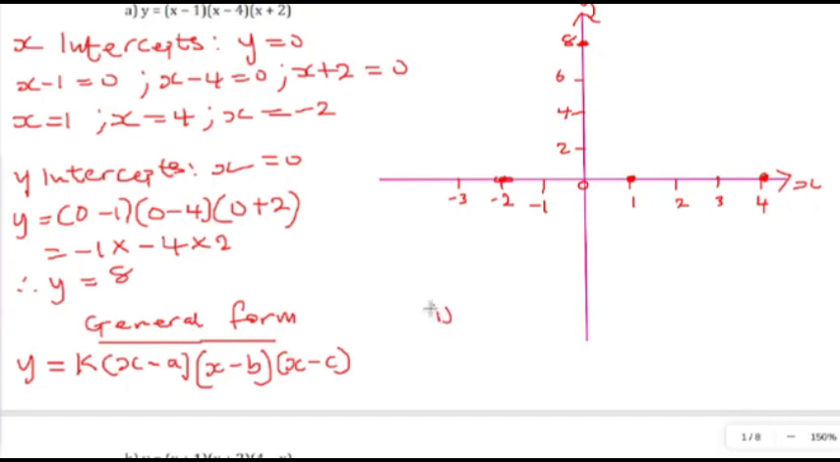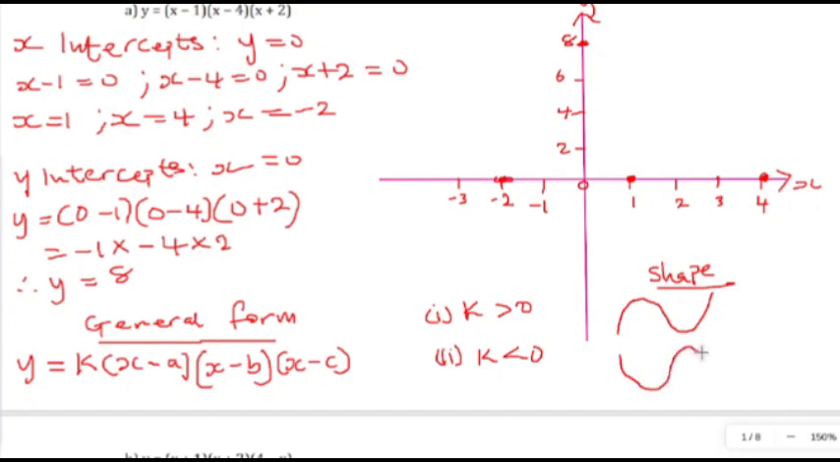Number 1, if k is greater than 0, the shape of the graph will look like this. This will be the shape of the graph. It will look somewhat like this and like this. Good. Now, in the event that k is less than 0, the shape of the graph will be the opposite, and the graph will look like this.